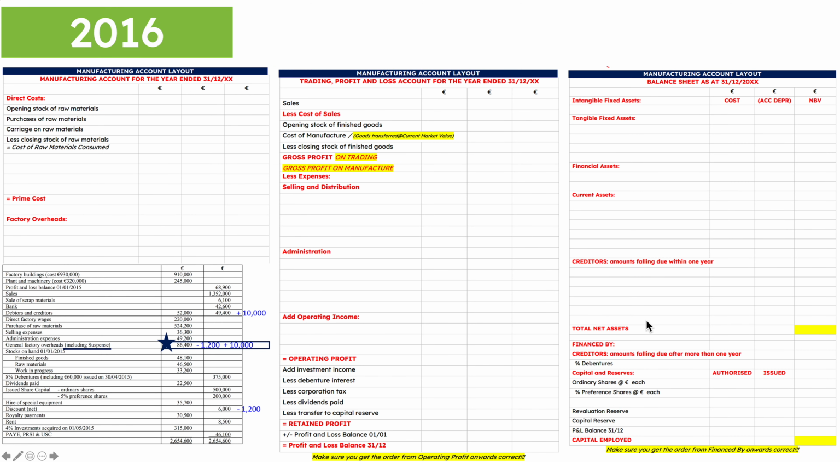Okay, so how's this going to look? So creditors, we add the 10,000. So the first 5,000, that was the original entry that should have been made. The second 5,000 is correcting the error at the start. General factory overheads, 86,400 minus 1,200 plus 10,000 there. And then we've got discount received, 6,000 minus 1,200.